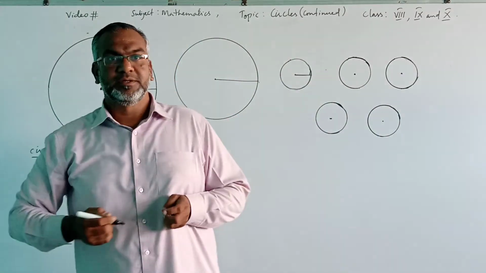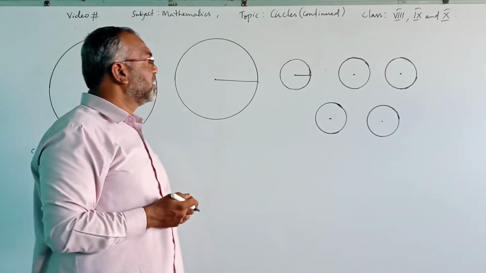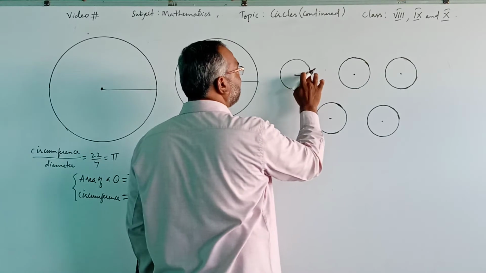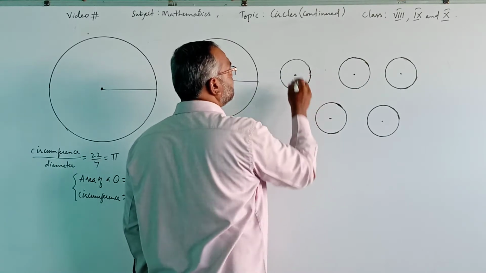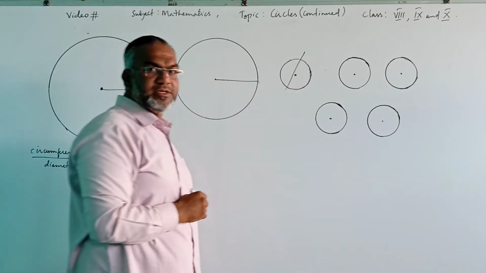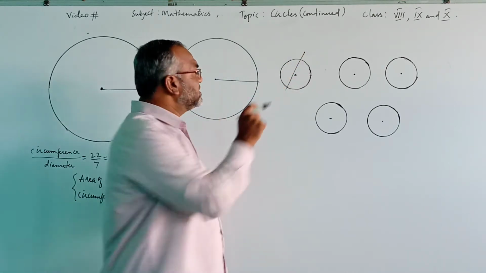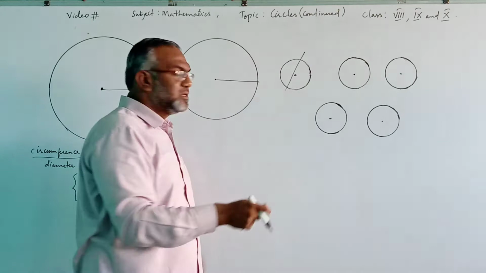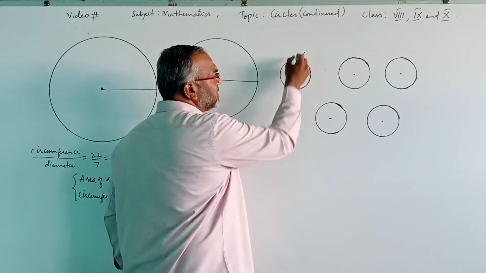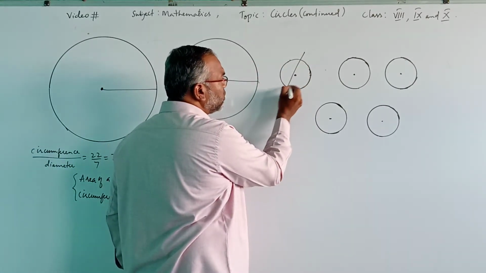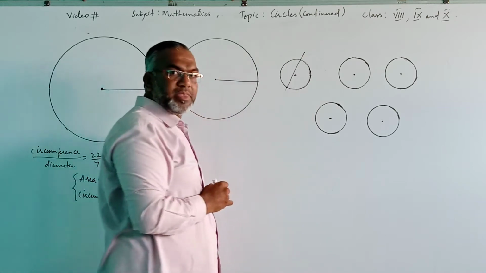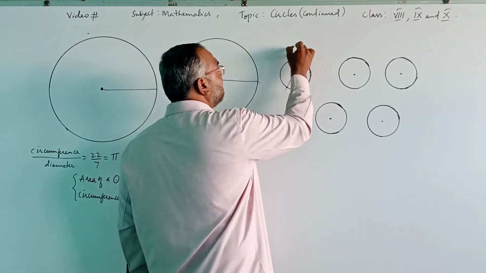And now let's discuss tangent and secant. Look at this. I have here a line drawn like this. This line is intersecting the circle. This line is intersecting this circle at 2 points. So this is called secant.